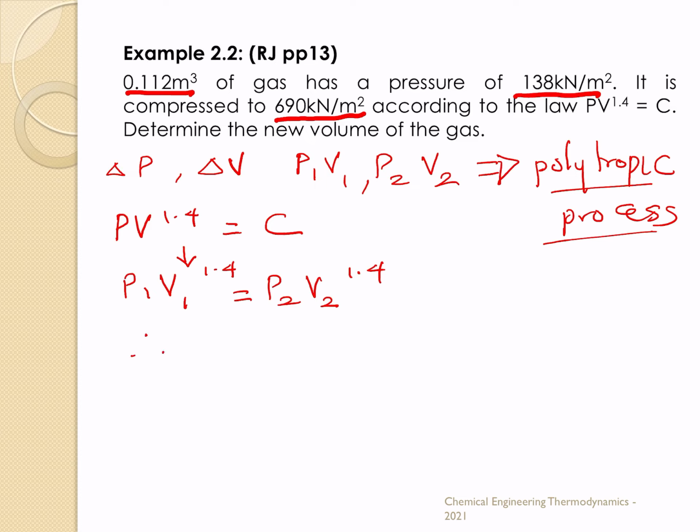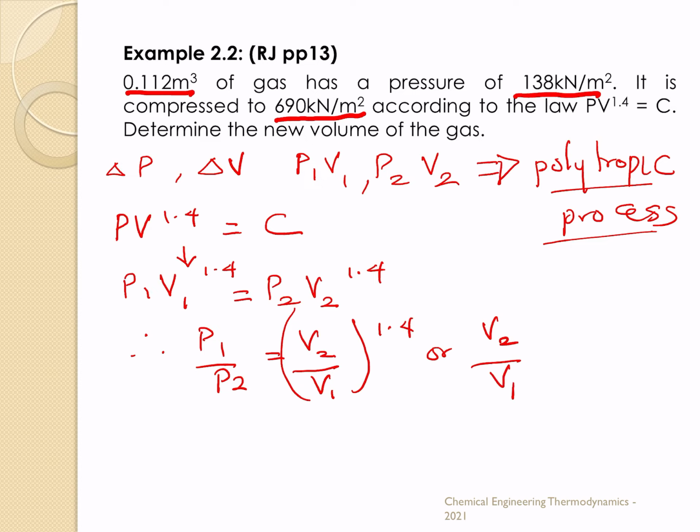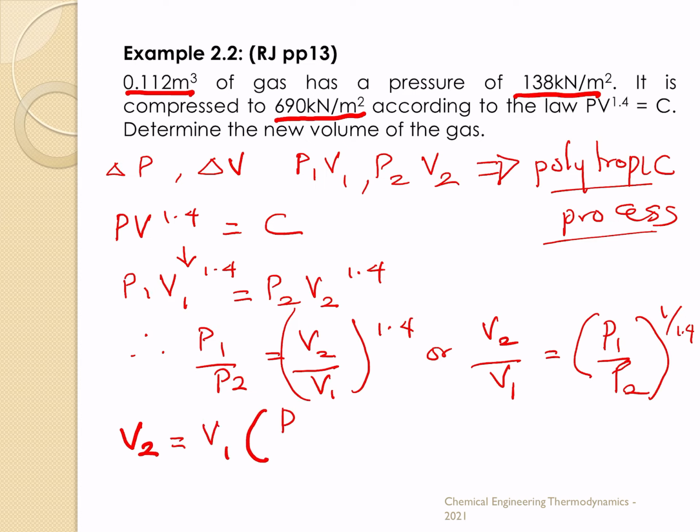If we keep solving that, we have P1 over P2 equals V2 over V1 raised to 1.4, the same thing as V2 over V1 equals P1 over P2 raised to 1 over 1.4. And from there, remember it's V2 we want to make the subject of the formula. That's the new volume of the gas. V2 equals V1 times P1 over P2 raised to 1 over 1.4.